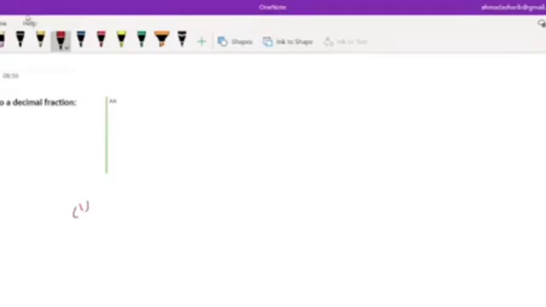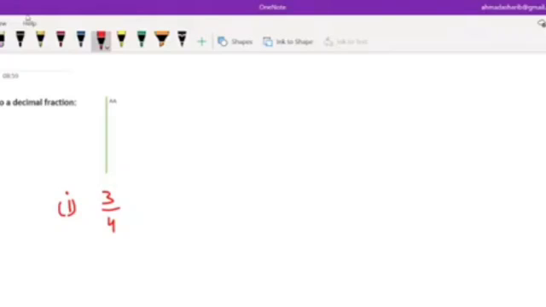Part 1. Convert into a decimal fraction means we have to convert it into a decimal number. So the question is 3 upon 4. In the previous question we had to convert the decimal number into a fraction, but in this question we have to do the opposite thing, means we have to convert a fraction into a decimal number. So this is very simple actually.